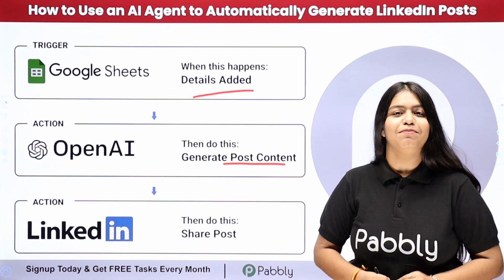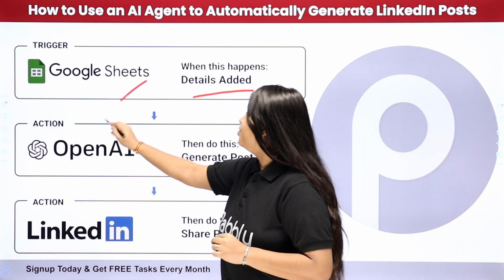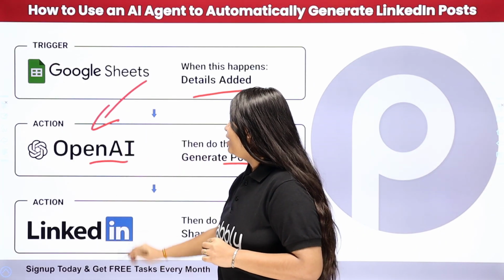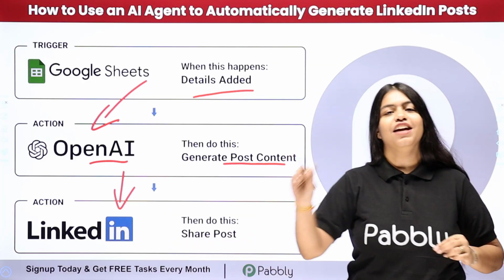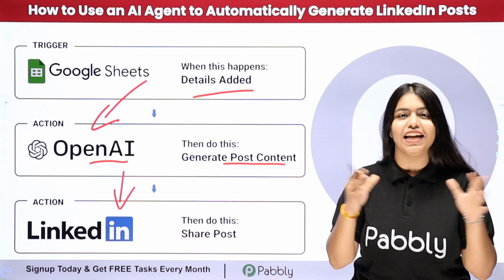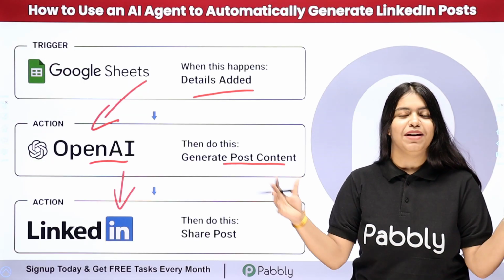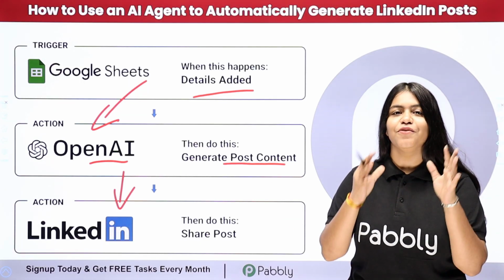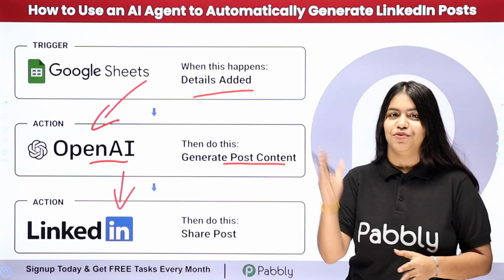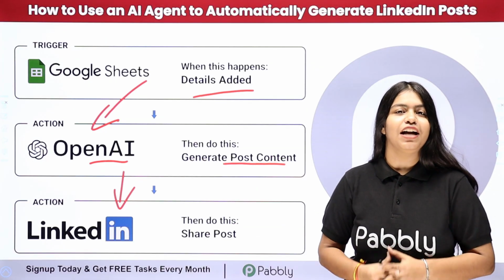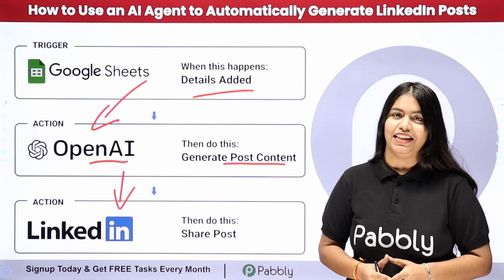So to do this, we are simply going to create a connection between Google Sheets, my AI agent, which is OpenAI, and then LinkedIn. And to create this connection without knowing any programming or coding language, we are going to use Pabbly Connect. It is an amazing automation software. So if you also want to create this amazing automation for your own business, then for that you have to come with me towards my screen.